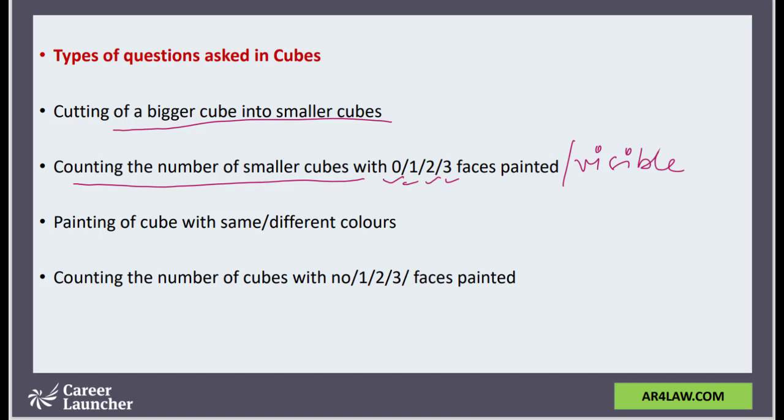It could be that the entire cube has been painted with the same color, or it could be that the painting has been done with different colors. And in some of the questions, you would find they would use the same color on adjacent sides, or the same color on a pair of opposite sides. So there can be a lot of variation as far as cube painting is concerned. And once the cube has been painted, again the number of cubes has to be counted with no face, 1 face, 2 faces or 3 faces painted. So we have taken a couple of examples here that will give you clarity on how to correctly approach these kinds of questions.